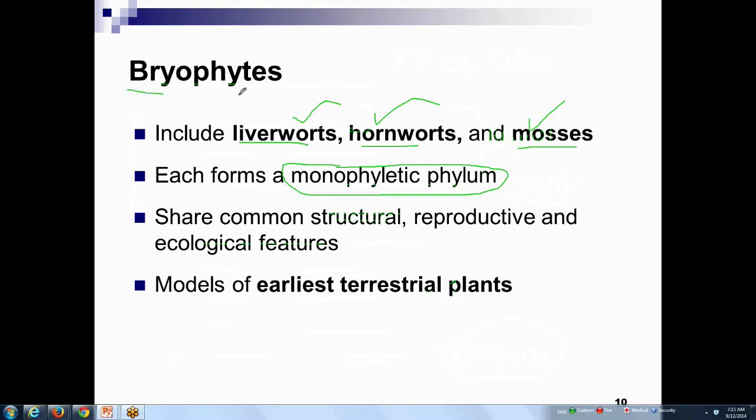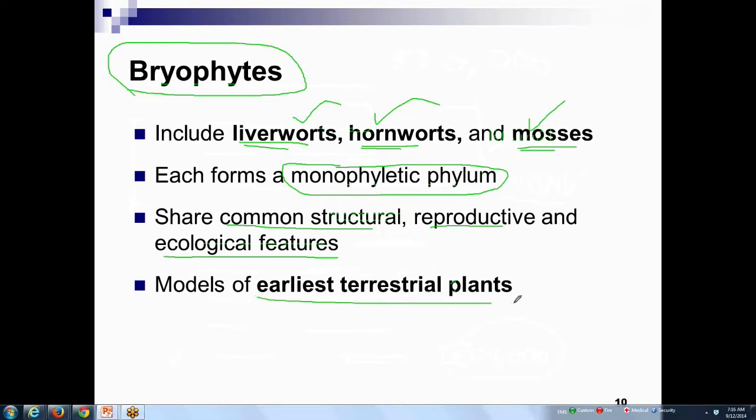But when you look at this whole group together, all the bryophytes, we would not say they're monophyletic. We would just say we have monophyletic members in the liverwort group, hornwort phylum, and moss phylum or group. But they all do share common structural, reproductive, and ecological features. So even though the bryophytes, which include all these 3, are obviously not closely related, they do share common structural, reproductive, and ecological features, as you'll see. And they would, of course, be the models of the very earliest terrestrial plants. So we think that the very first plants on Earth were bryophytes.